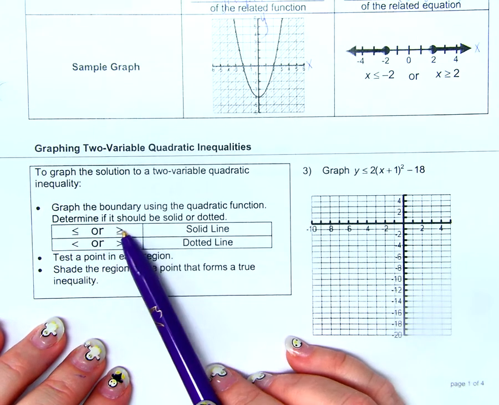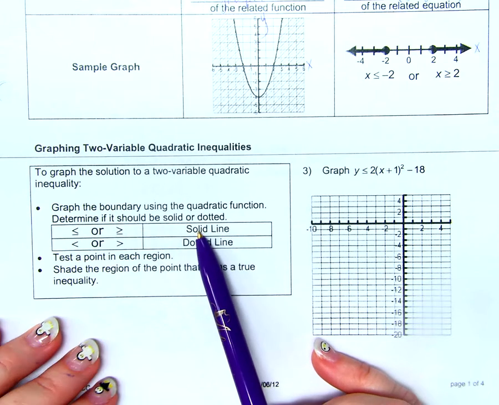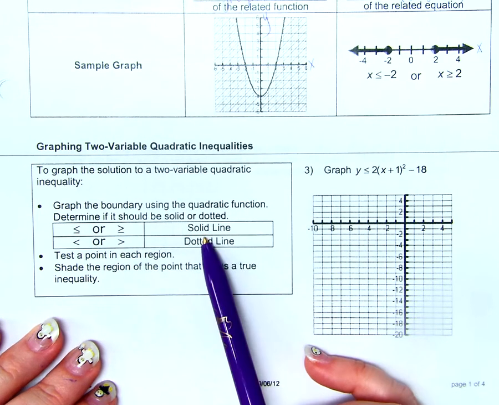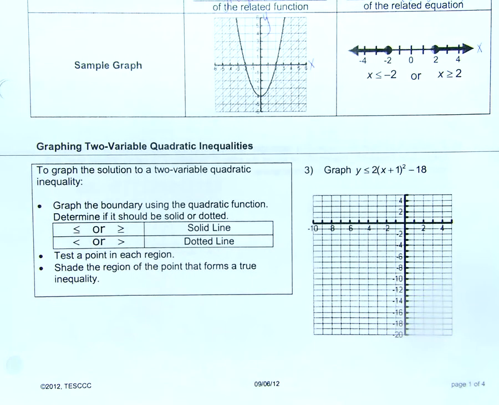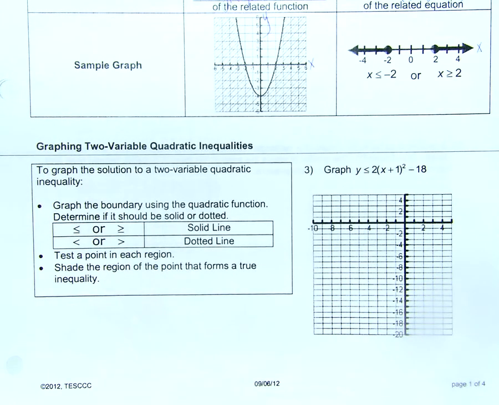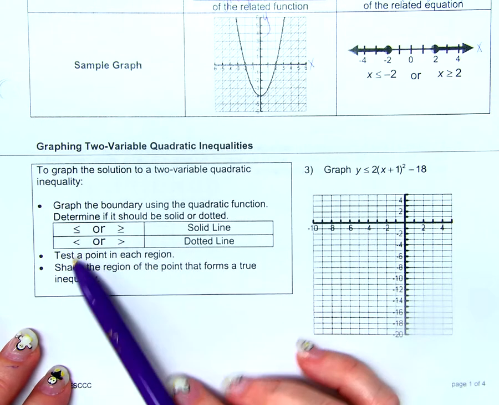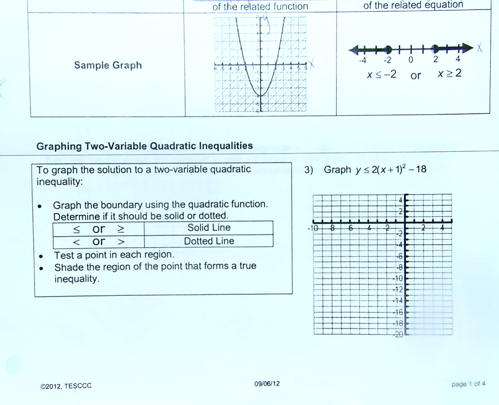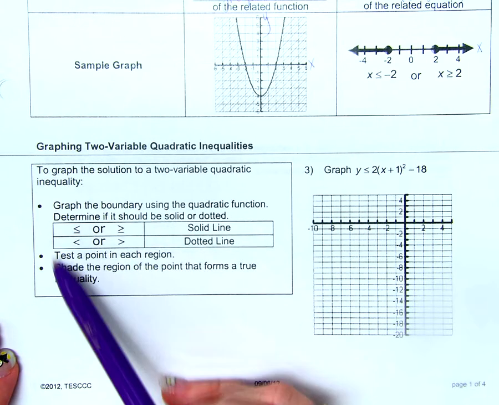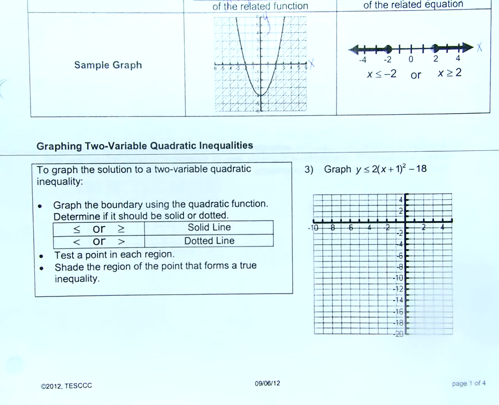Less than or equal to, greater than or equal to is a solid line. Do you remember this from linear inequalities? Less than or greater than is a dotted line. We good with that? So we're going to graph it, we're going to test a point, and we're going to shade. Graph, test, shade. I'd like to tell you a little story about GTS to help you remember that, but there's not one. So let's just do it.